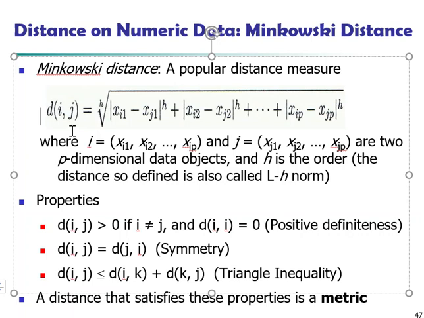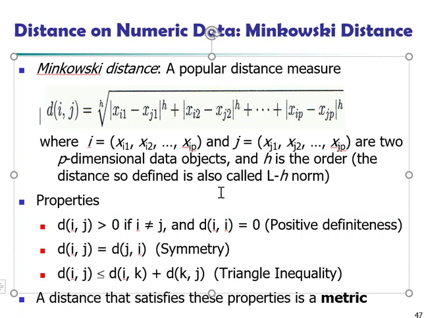So to describe what this formula says, i represents our observation 1 and j is observation 2, that we compare the distance between these two observations. And those two observations are measured on p attributes. A set of p attributes describe objects, observation i and observation j. h is the order, and h can be set to different values to obtain different measures. So if h is 2, we have Euclidean distance. If h is 1, we have Manhattan distance. We're going to look at those.